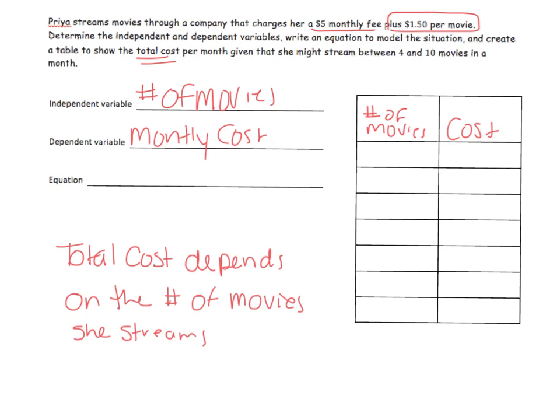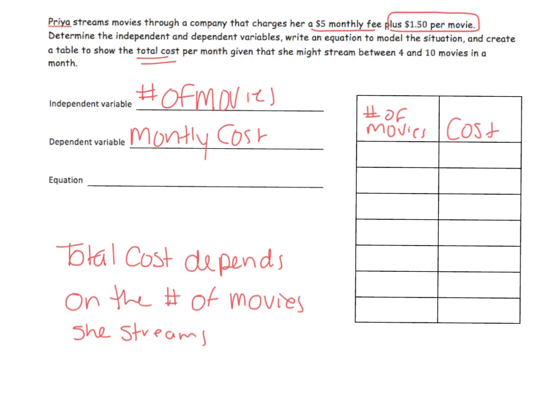All right, this is what I have so far. I picked out the information that I needed. She is streaming, and we're looking at her total cost per month, given that she streams movies at a cost per movie. So we have to first decide on the independent-dependent variable. The total cost depends on the number of movies. Therefore, the total cost is the dependent variable because it depends on the number of movies. So the number of movies is the independent variable.